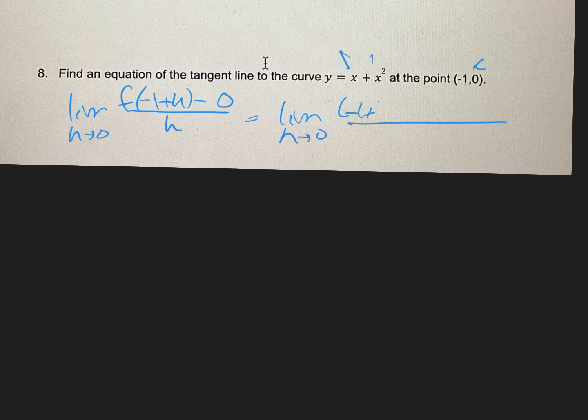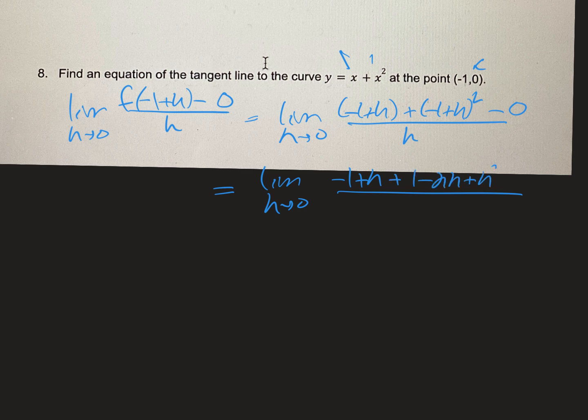So I get negative 1 plus h plus negative 1 plus h squared. Now, so that minus 0, and it's all over h. So let's do the math here. If I work all that stuff out on my numerator, we get negative 1 plus h. Now I'm going to square, multiply together, double, square.